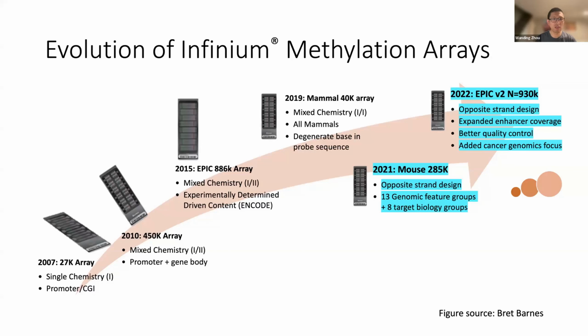And then in 2015, when EPICv1 was released, it had an expanded collection of targets of enhancer elements. And in 2019, spearheaded by Steve Horvath and Jason Ernst, they developed the Mammalian 40K array, using a degenerate-base design to target conserved sequences in mammalian species. And in 2021, we designed the mouse 285K array, which incorporated some opposite-strand designs. And then at the end of last year, Illumina released the EPICv2 array, which we participated in characterizing.